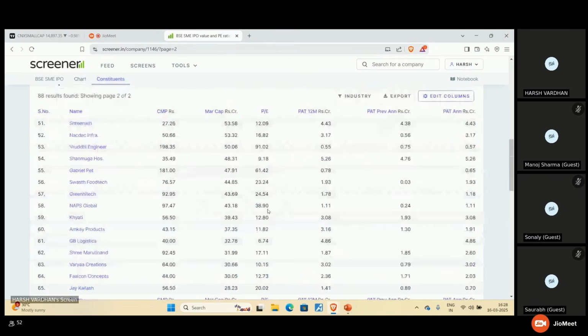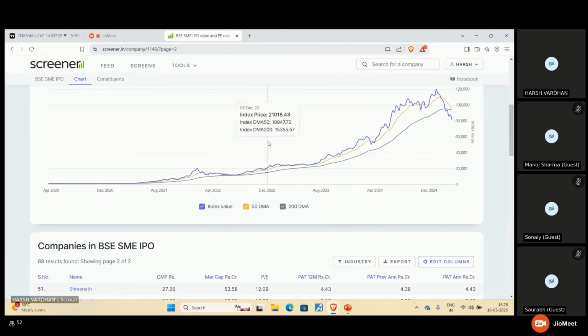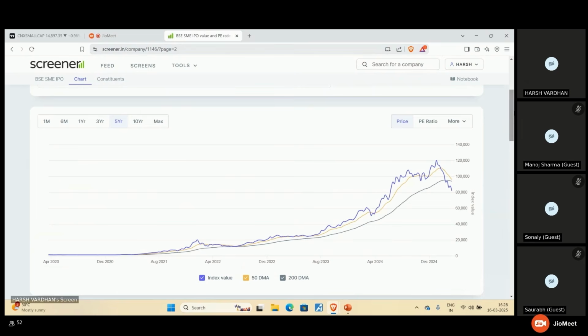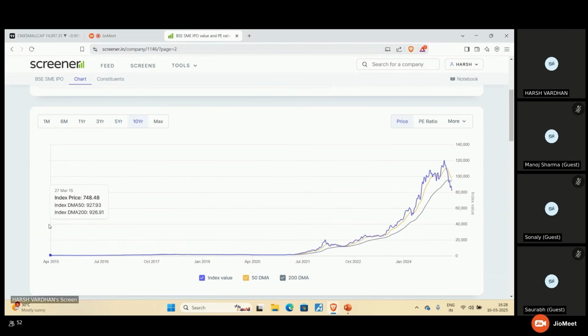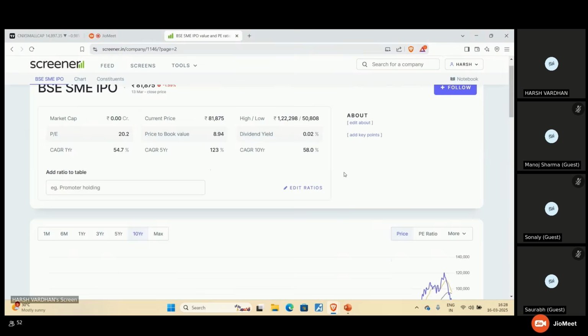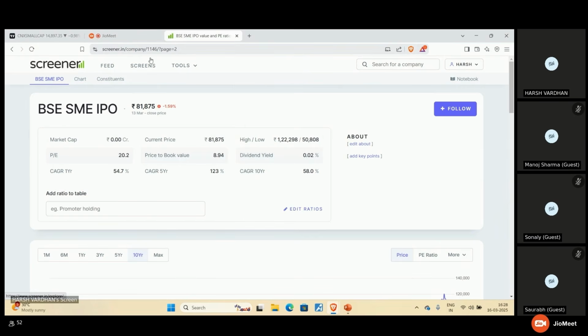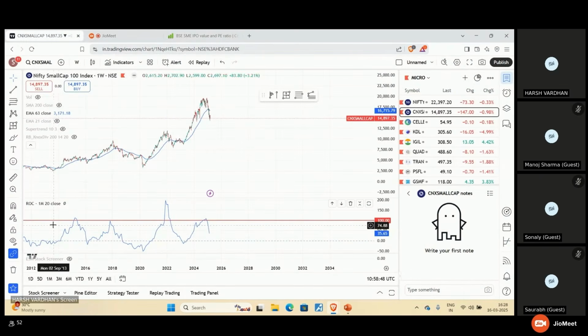The third thing is that the index has generated massive returns. For example, if it was launched at 100 rupees in 2012, I think, and now, even after the correction, it is around 80,000 level. So it is almost what you can call crazy 800x type of returns, right? So the second thing is key. If you plot it using ROC, then you will see insane levels.